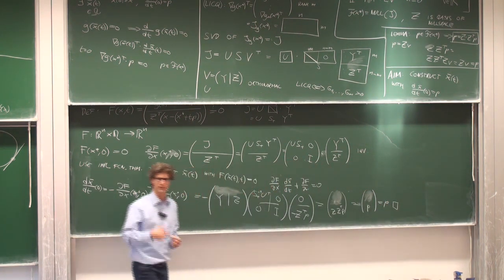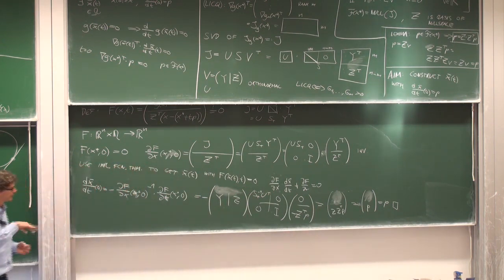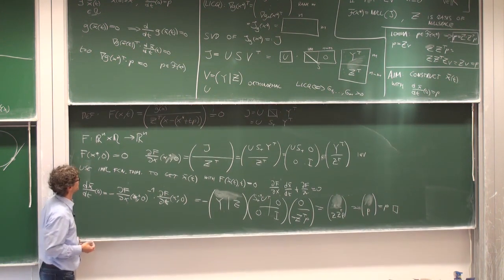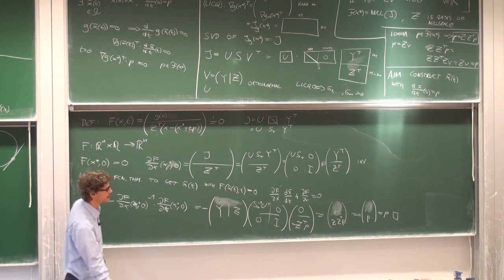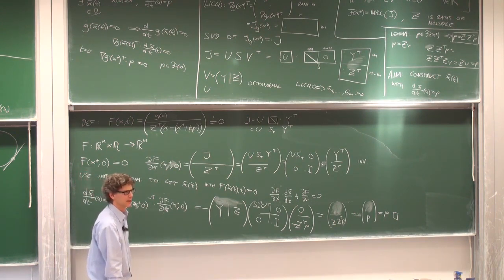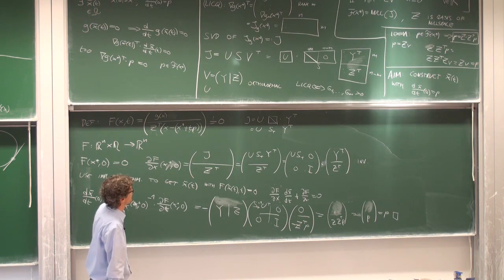So now we have constructed a curve, and its derivative at the origin is actually our tangent vector. So we have proven it, and maybe we should look, where did we need LICQ? We needed it in order to be able to compute this decomposition into null space and range space, so to say, of our Jacobian. And that was an important ingredient here.